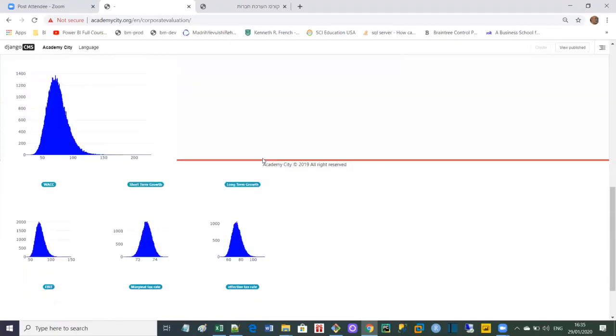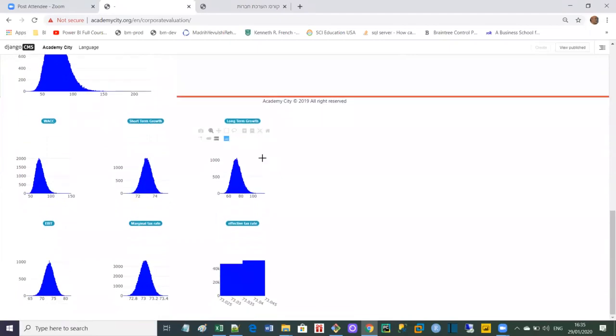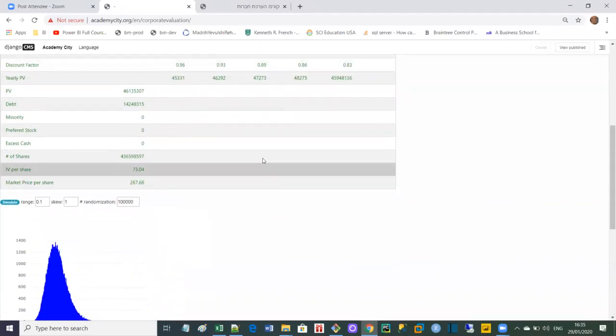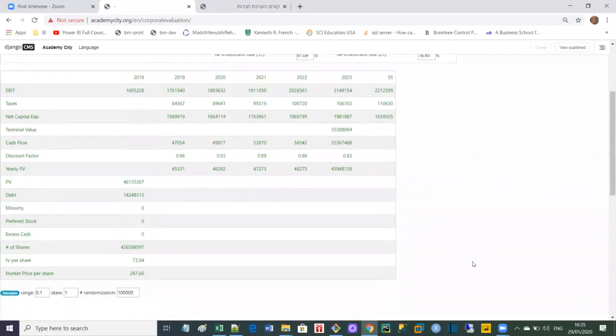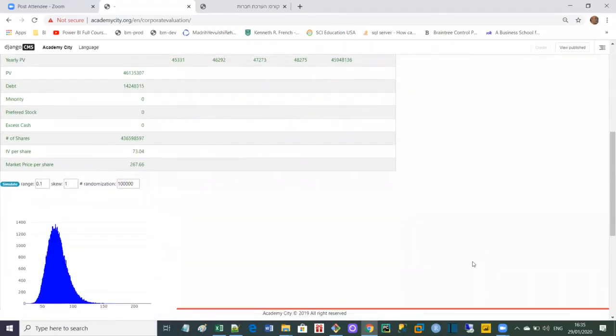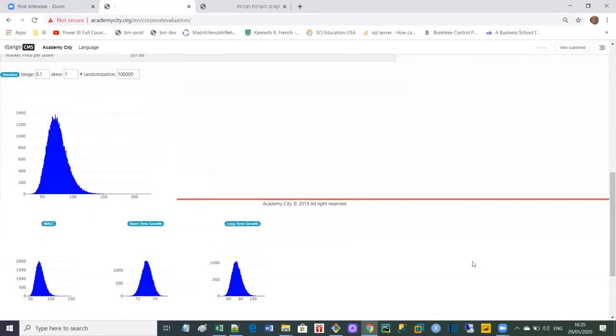I hope this tutorial helps you analyze the data that you get from this valuation and conclude your paper. There's one more thing you will need to add to your paper: a relative valuation, and for that I will make a separate video.